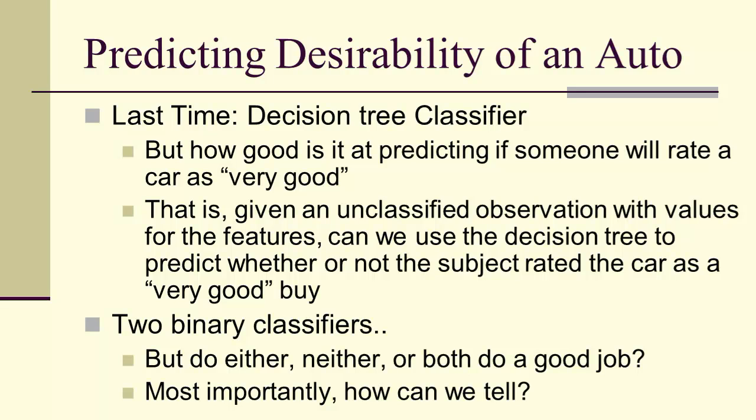So we've got 2 binary classifiers, 2 decision trees. Do either of them work? Do neither of them work? Does one work and the other doesn't? And so, how can we tell?